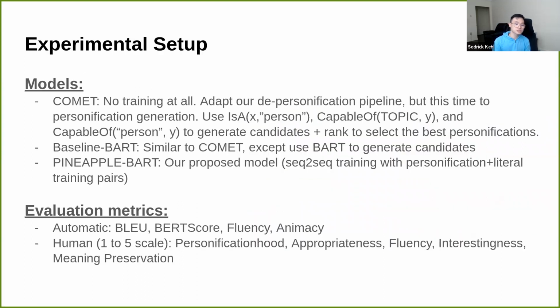Now, for our experiments, we compare with two baselines, which are COMET and the baseline BART. For COMET, we don't really do any training. This baseline is basically adapting our de-personification pipeline, but this time to do personification generation. So we use the is-a and capable-of relations to generate candidates, and we use the same scores to rank and select what's best.